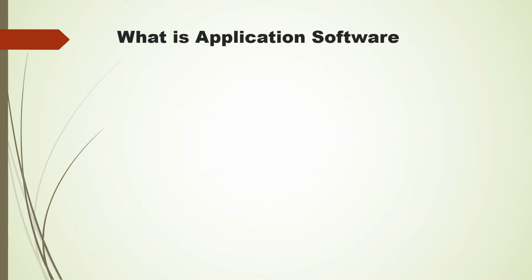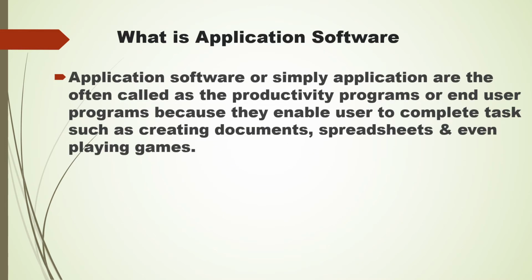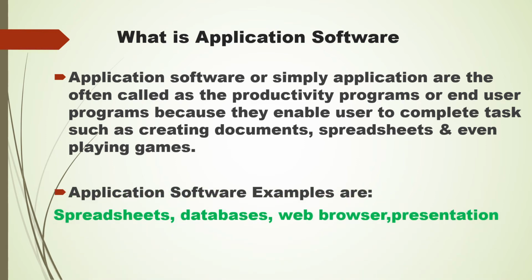First, what is application software? Application software, or simply applications, are often called productivity programs or end user programs because they enable the user to complete tasks such as creating documents, spreadsheets, databases, publications and even playing games. Examples of application software are spreadsheets, databases, web browsers, presentations.